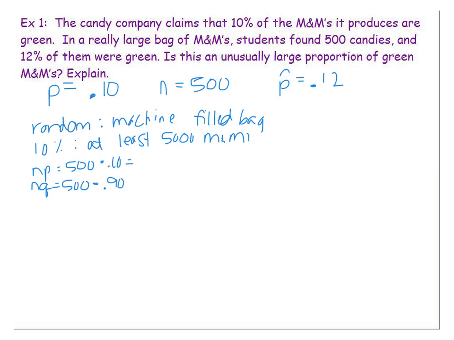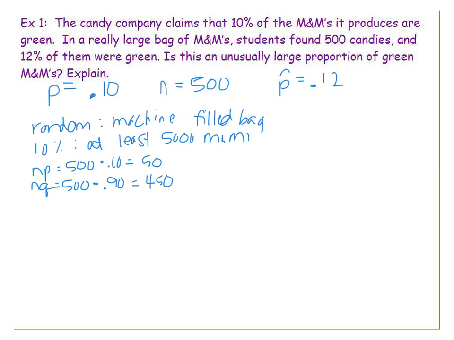So 500 times 10%, I end up with 50. And 500 times 0.90, I end up with 450. And those both have to be bigger than 10. So we've taken care of our conditions. We are good to continue.